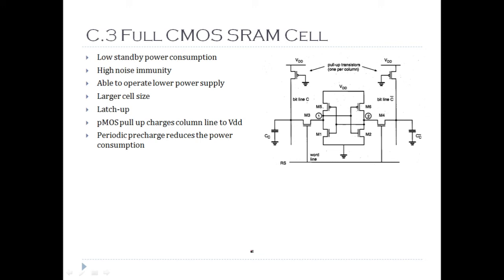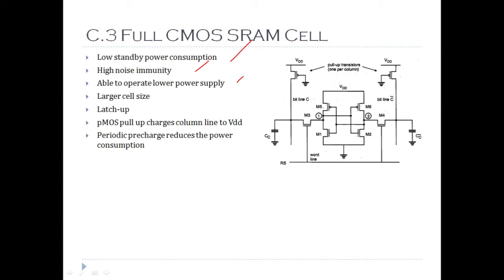It is also able to operate at the lower power supply. So VDD normally 5 volt is used, but even this circuit can be operated at lower power supply by changing the characteristics of the doping concentration and other characteristics of the MOSFETs. This operation at the lower power supply can be achieved. So these are three advantages, or the upside of this CMOS SRAM cell.